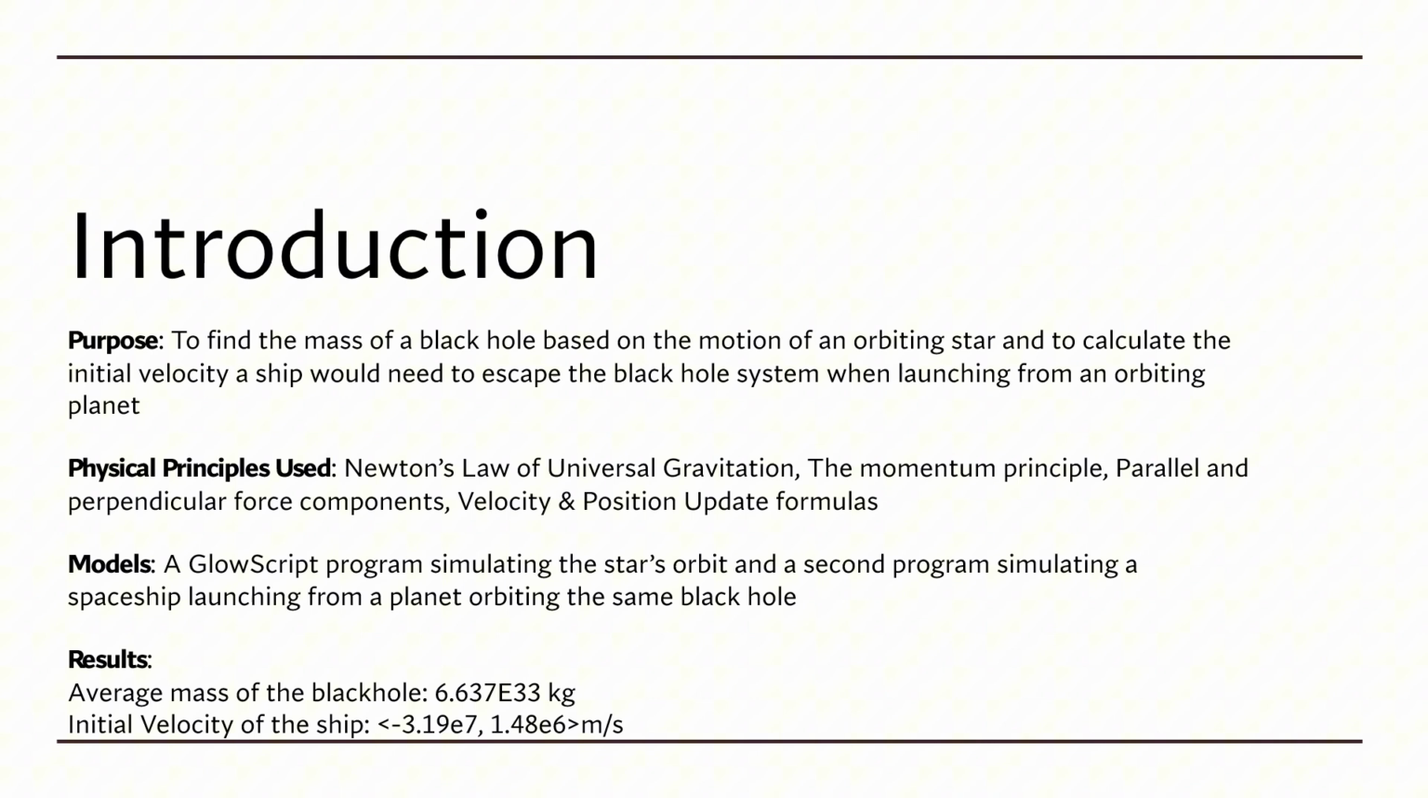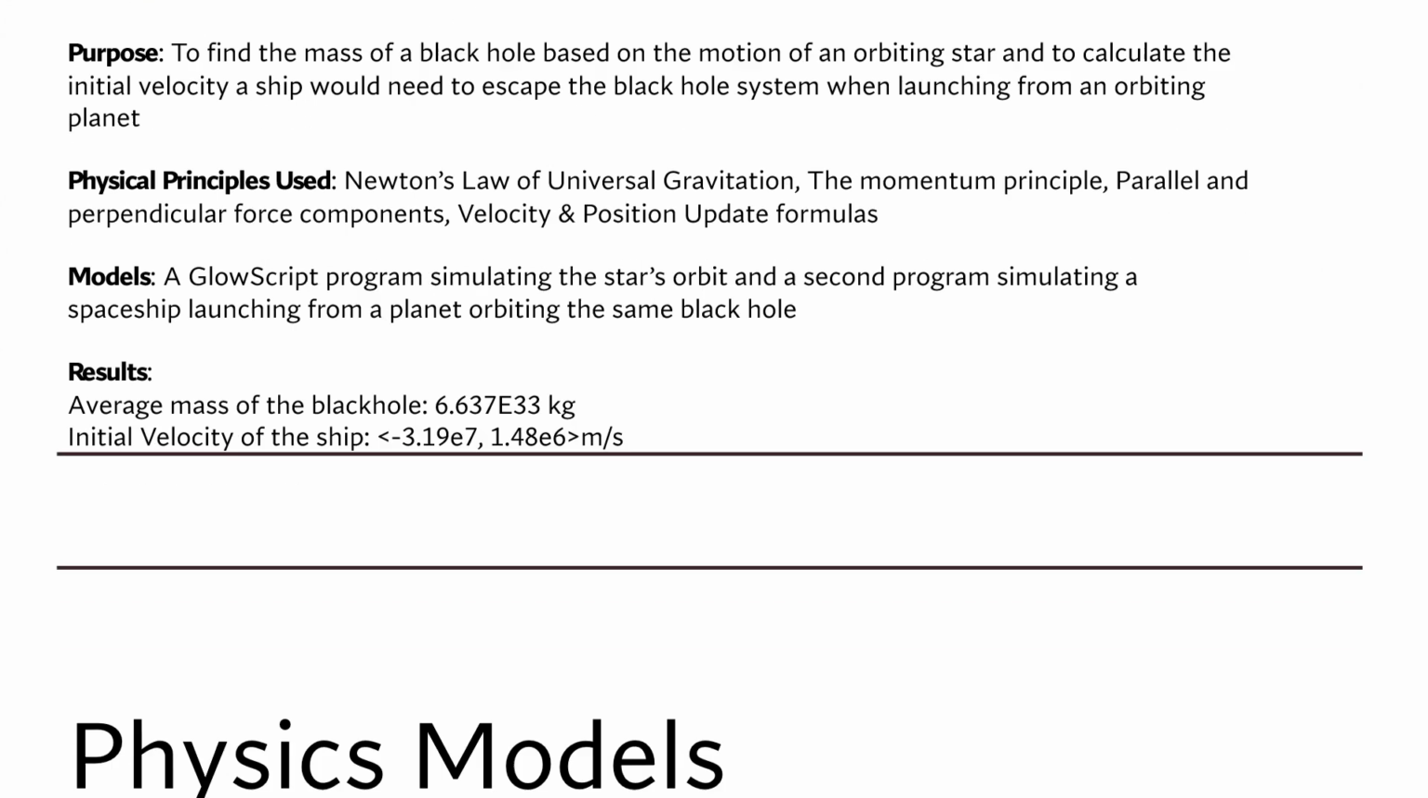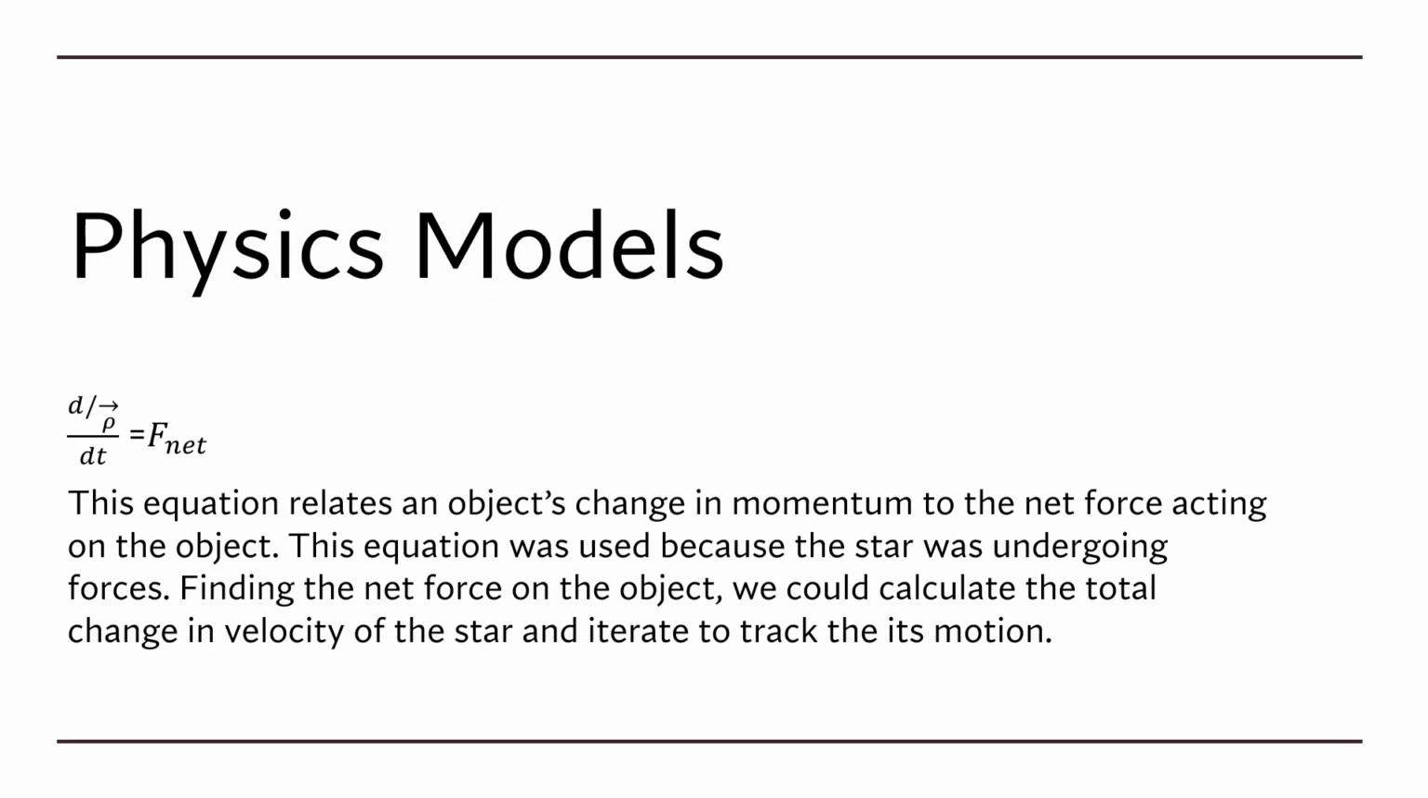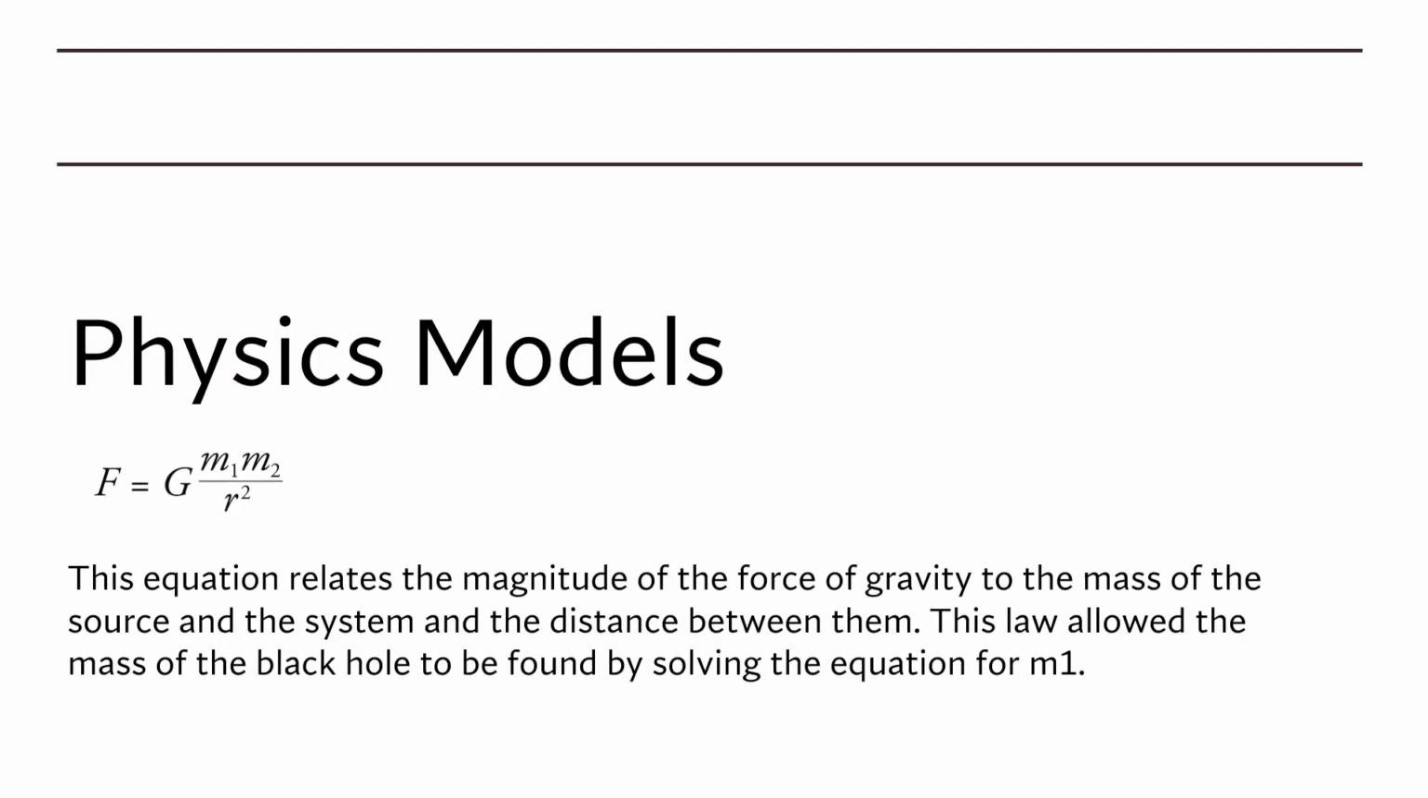The average mass of the black hole was calculated to be 6.63 times 10 to the 33rd kilogram, and the initial velocity of the ship was negative 3.19 times 10 to the 7th by 1.48 times 10 to the 6th meters per second. We used Newton's second law to relate an object's change in momentum to the net force acting on the object. The equation was used because the star was undergoing forces. Finding the net force on the object, we could calculate the total change in velocity of the star and iterate to track its motion, and the planet's motion as well.